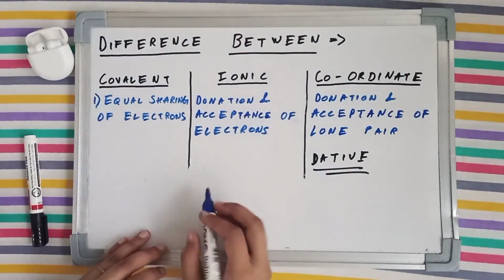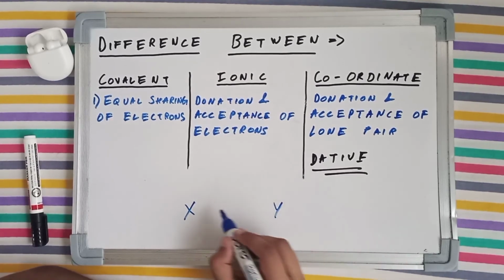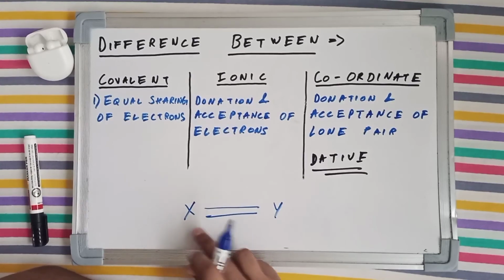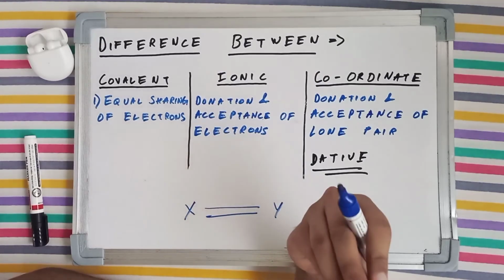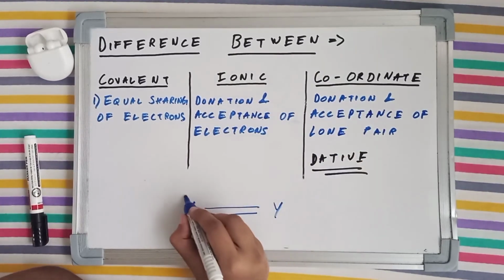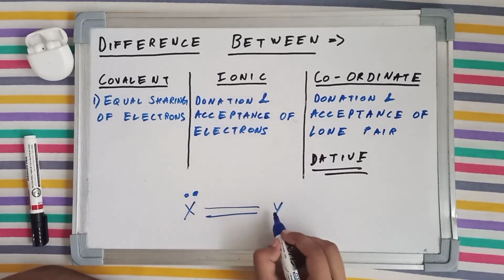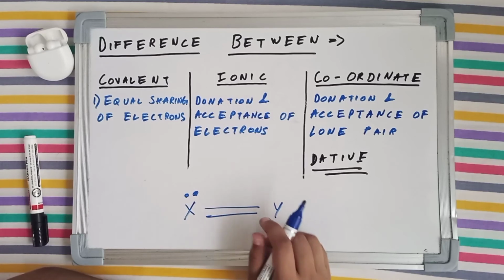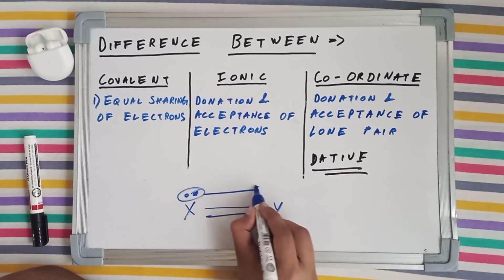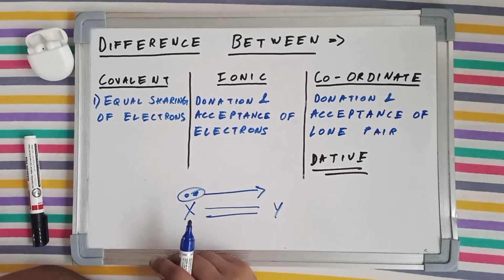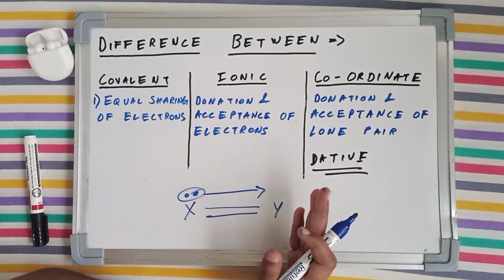Now, talking about coordinate bond, we have an atom X and an atom Y. They're making bonds, but one of the atoms has not completed its octet or duplet and is still in unstable form. Suppose that X has an extra lone pair and Y is in unstable form. It wants to complete its octet. X will say, okay brother, no problem, I'll give you the extra lone pair so that you gain stability.